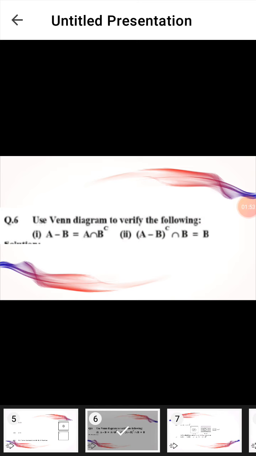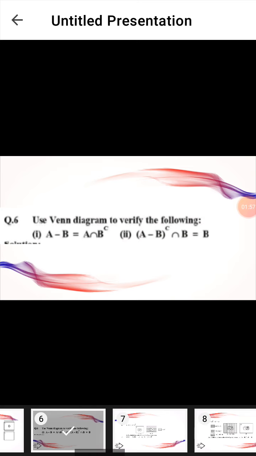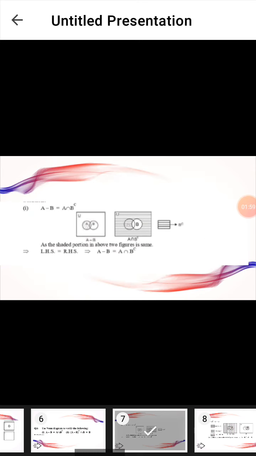Next, question number 6. Use Venn diagram to verify the following. Firstly, solving part number 1, which is A minus B equals A intersection B complement. Firstly, making the diagram of A minus B in such a way that we make a rectangle universal set U and two subsets A and B such that both overlap each other. Just put the dotted points in the subset A, not including the points where both A and B subsets meet.